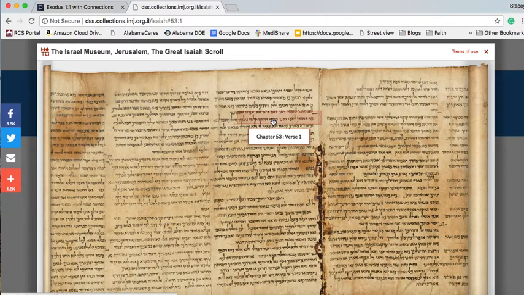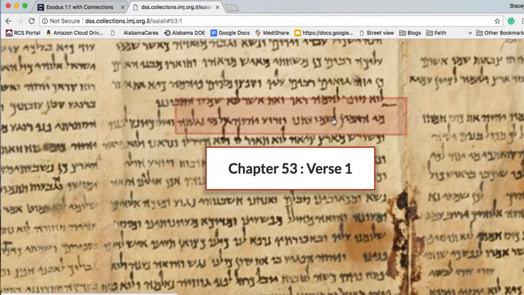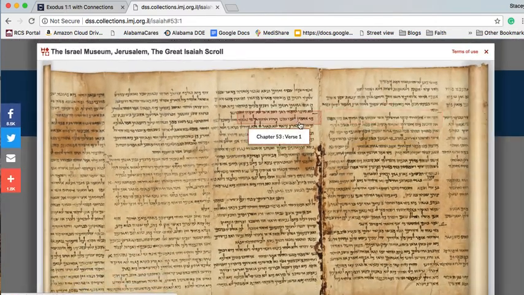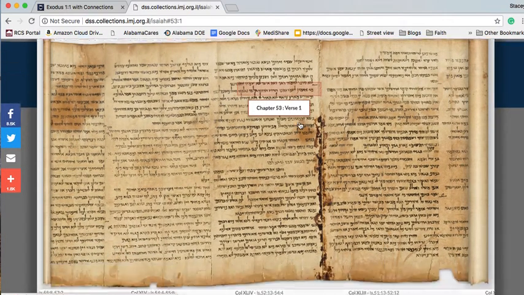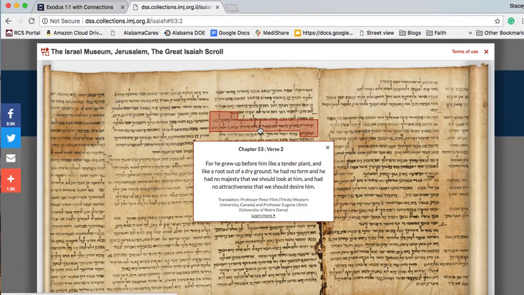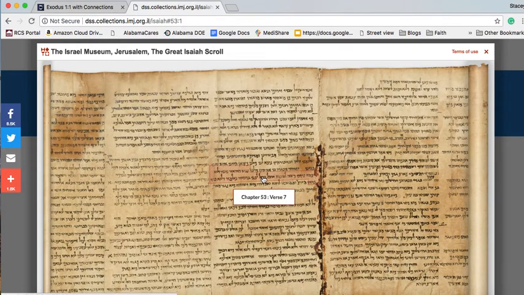But anyways, they also copied down the scroll of Isaiah, and this is called the Great Isaiah Scroll. This is the oldest manuscript of the book of Isaiah that we have in existence right now. So I like this because you can click on the various verses here and see the translations and everything. Well, it's supposed to, there it is. So, who has believed our message, and to whom has the arm of the Lord been revealed? Let's get down a little bit here.